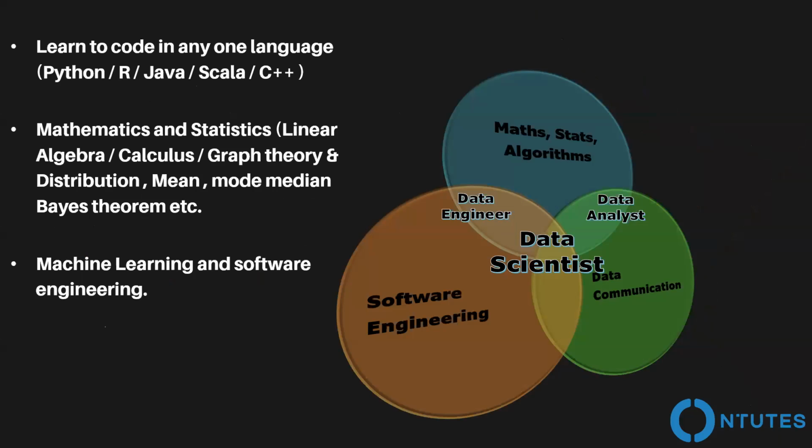learn to code in any one of the language. So you need any one of the language. You have to learn any one of the language. So it could be Python, it could be R, it could be Java, Scala, C++, and many more languages that people are learning to implement data science. But I will highlight why Python as well.